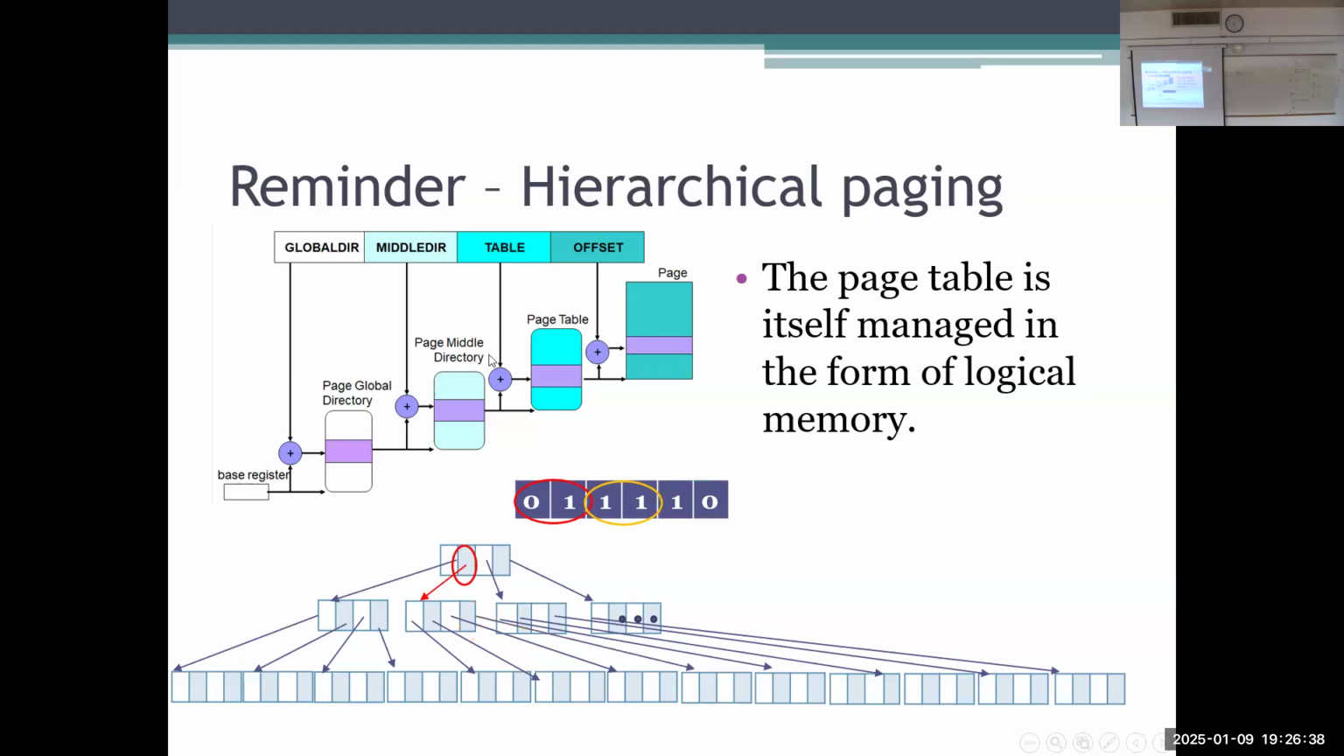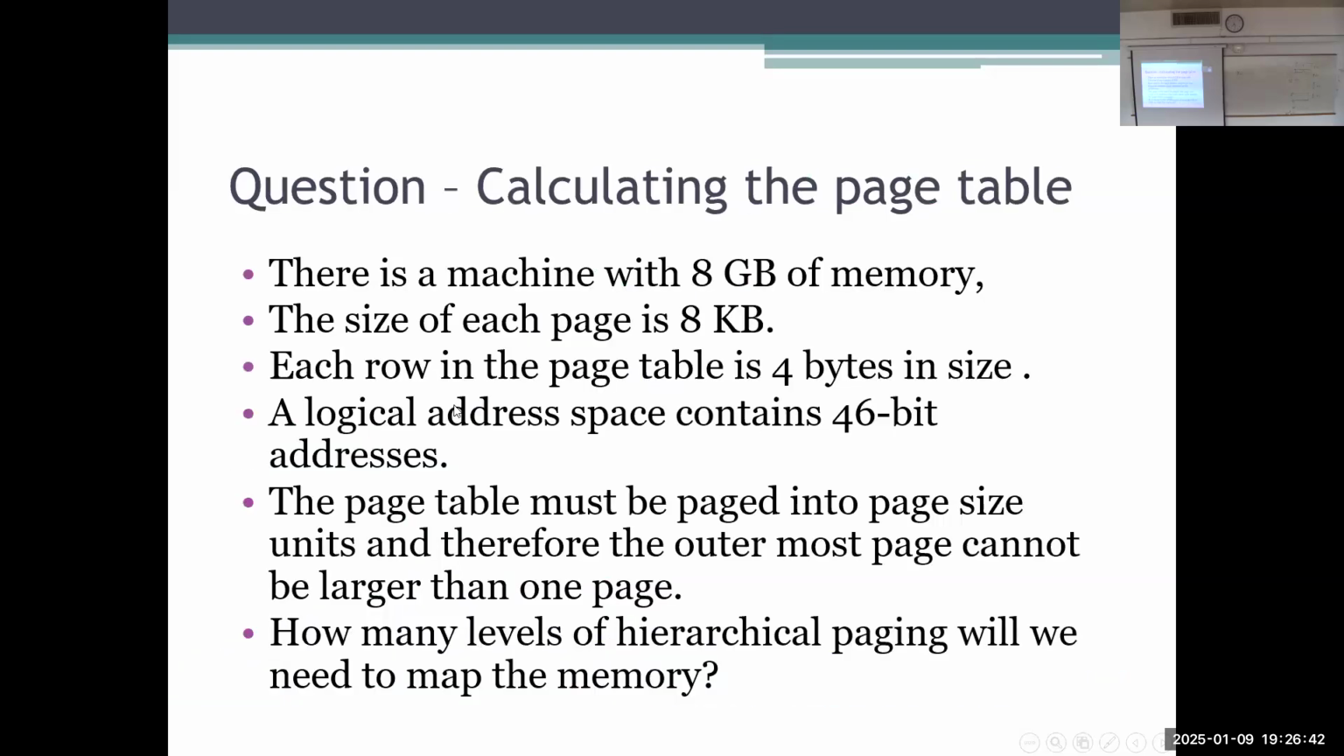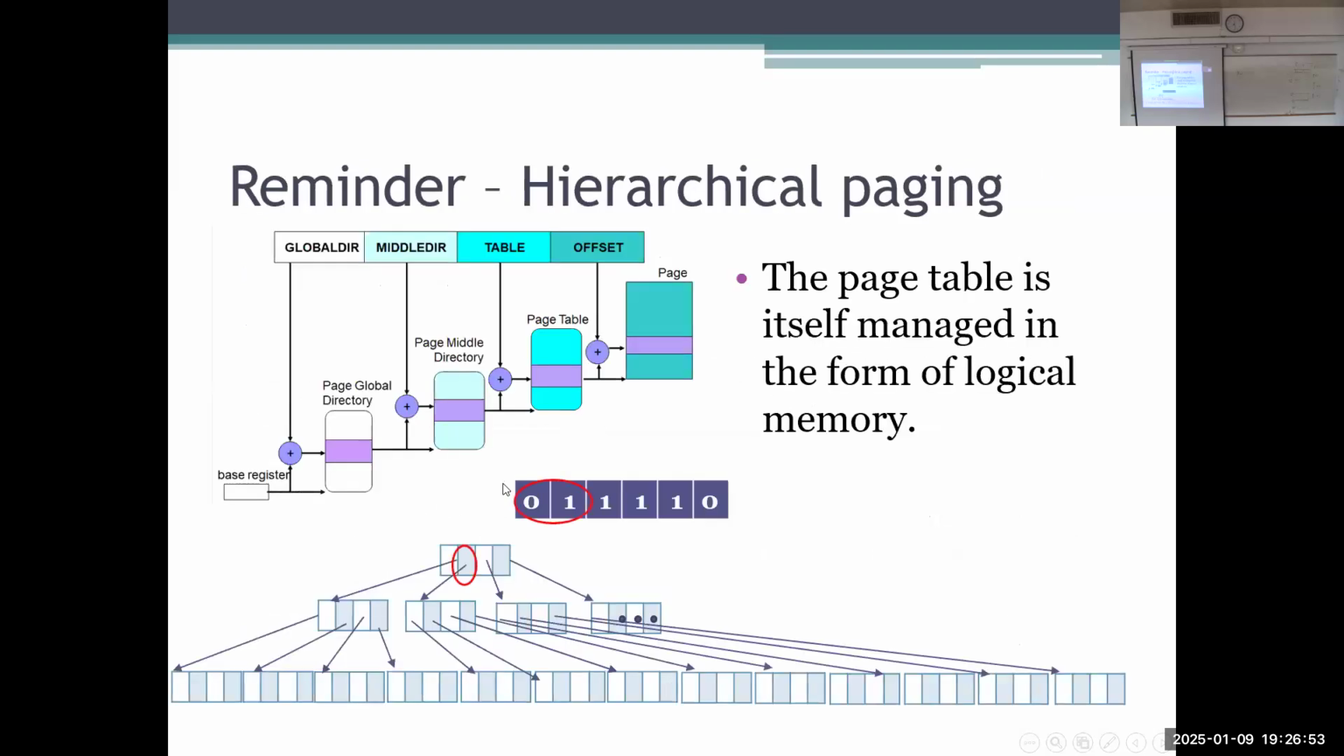So back to the question, what was the question again, do we remember what the question was? I got it. Here's the question. 8 gigabytes of memory, 64-bit address, 8 kilobyte pages. How many rows do we need to have so that it'll work?